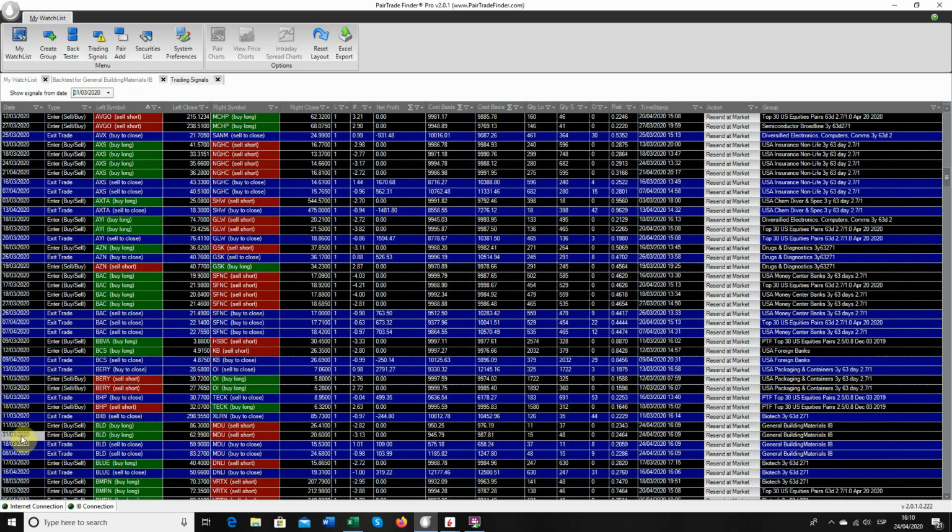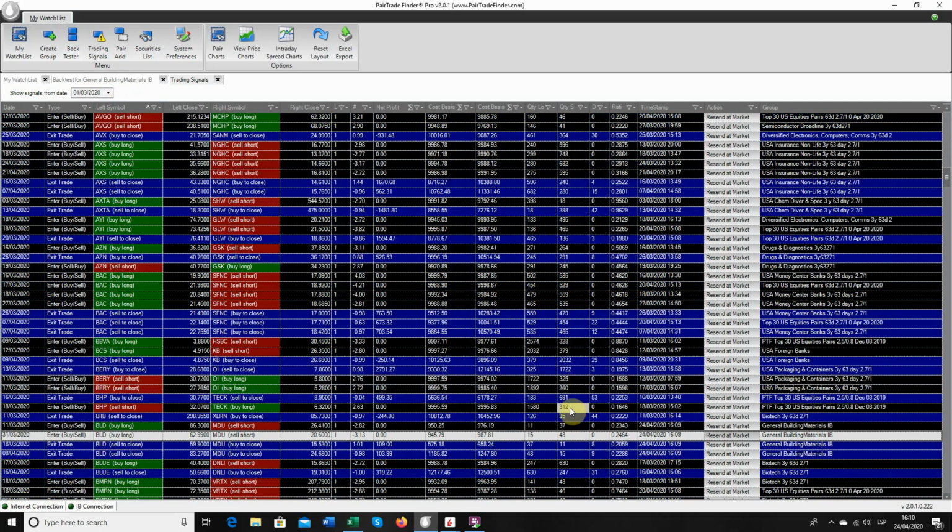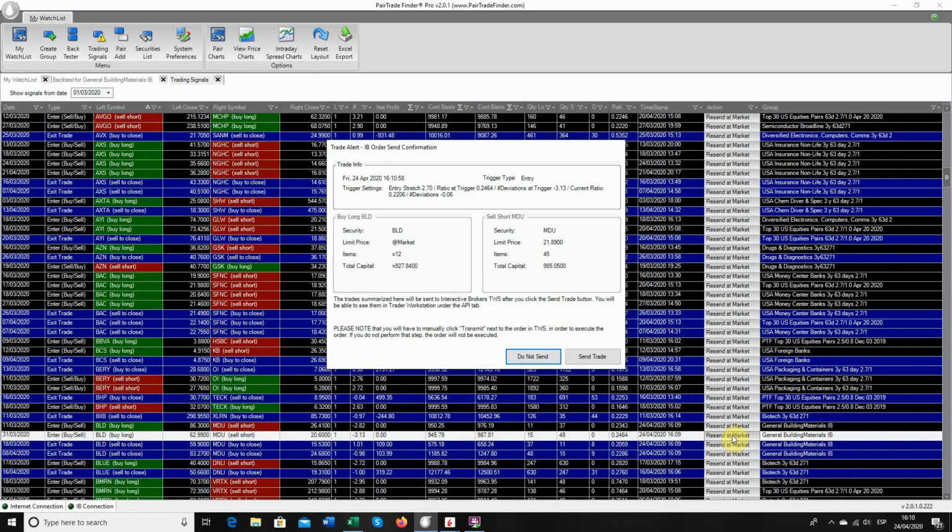Okay, so let's pretend that this had just happened 5 minutes ago. We got the email, and we're coming into our PTF Pro, and we want to trade this. So we would just hit resend at market. Now, when this original signal triggered, I don't know what the ratio was, but it was negative 3.13 standard deviations, and it triggered because our entry is at 2.7 or greater. So that one triggered because it was at negative 3.13.